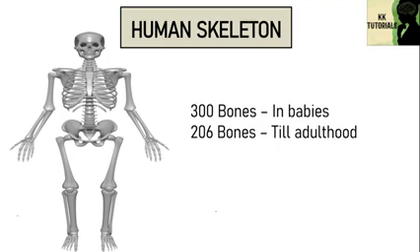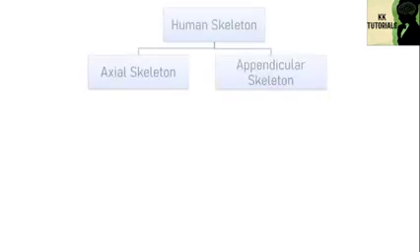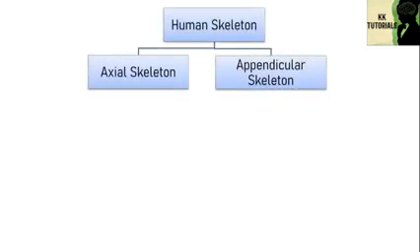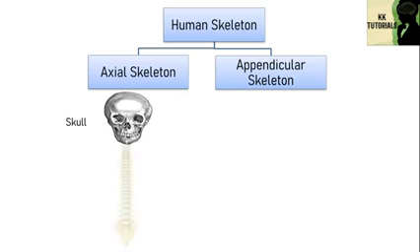In order to study the human skeleton, it is divided into two types. So which are these two types? These are axial skeleton and appendicular skeleton. In axial skeleton, you have to remember three parts, okay? That is the skull, vertebral column, and a rib cage.